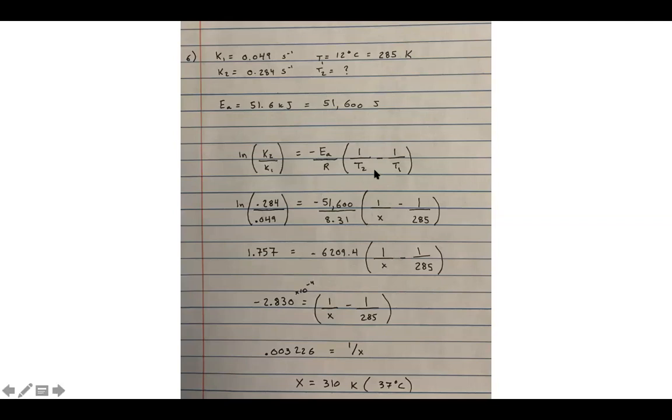Are any of your K's or temperatures flipped? Is it like T1, T2, or K1 over K2? Oh, okay. I think your equation on your equation sheet is 1 over T1 minus 1 over T2, and it's positive activation energy over R, correct?